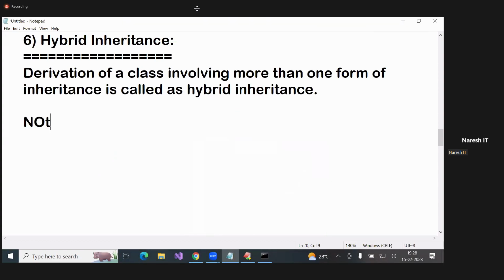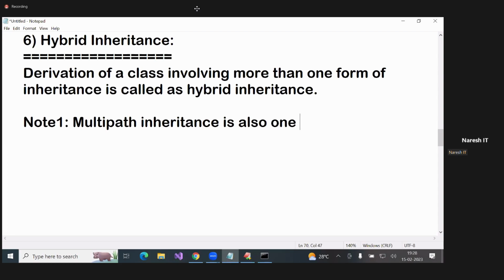Note 1. Multipath inheritance is also one example of hybrid inheritance.